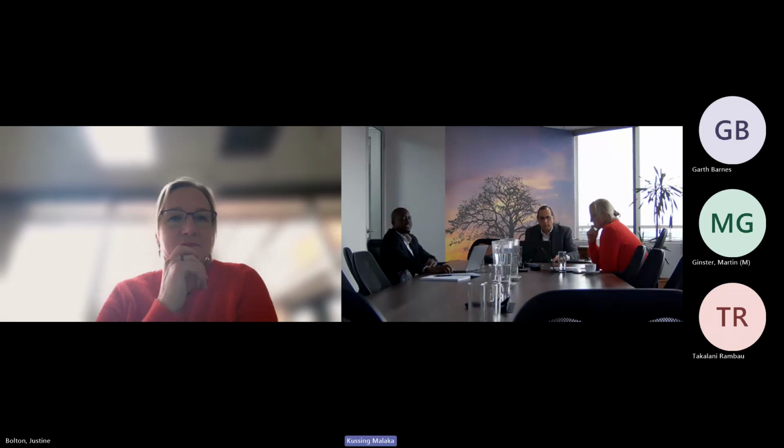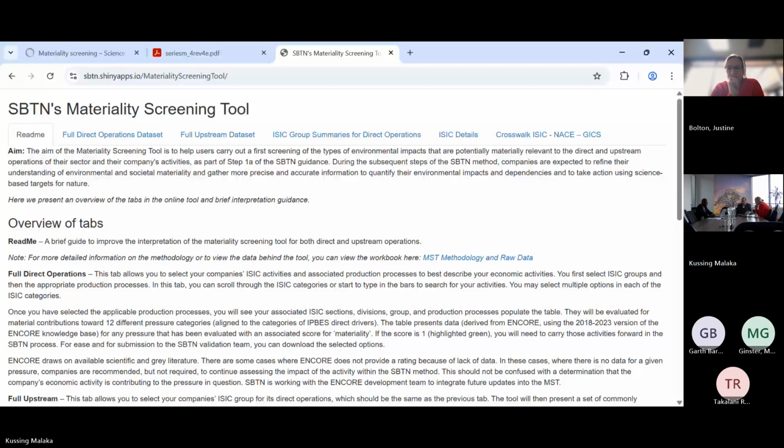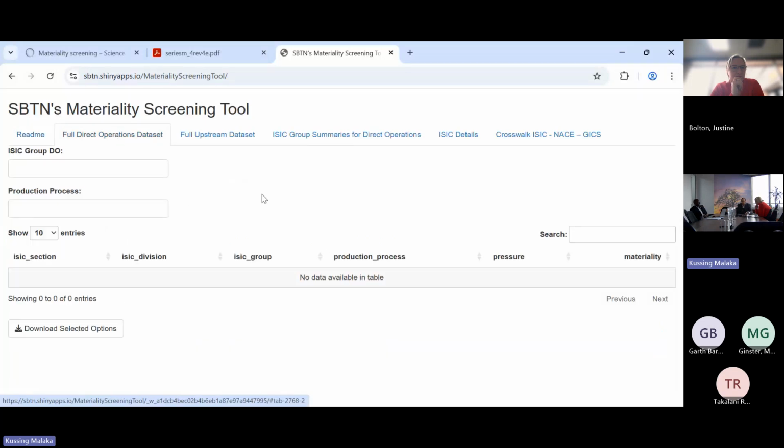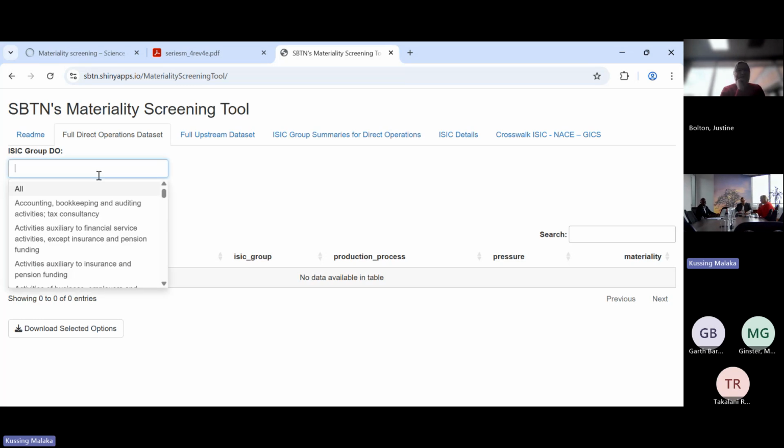This is the interface that Thomas shared earlier. If you go to the full direct operations, so this is after the task that would have been completed following Justin's presentation, everyone would have their ISIC code and their economic activities. So I don't know, can we maybe get an example of a company? We spoke of growing buffaloes.